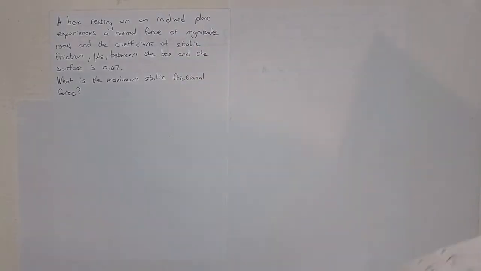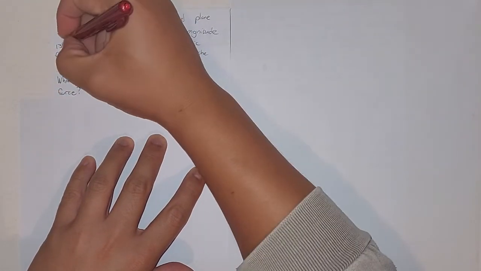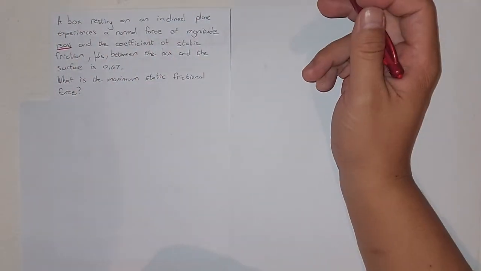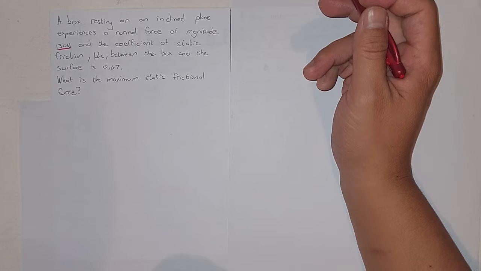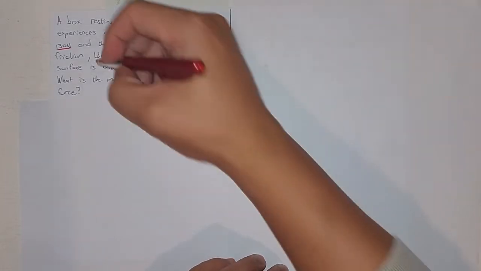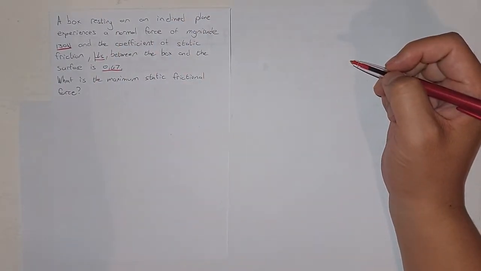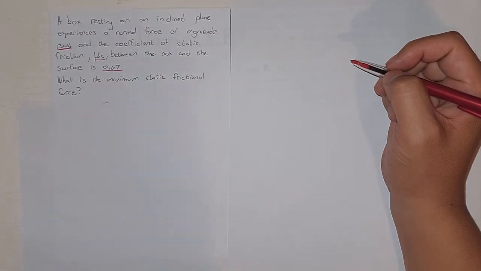Okay, we're moving on to the next question here. A box resting on an inclined plane experiences a normal force of magnitude 130 newtons. So I have actually given you a normal force value. Here is the value of my normal force. We don't have to use any more mg because I've already got my normal force. And the coefficient of static friction between the box and the surface is 0,47. What is the maximum static frictional force?